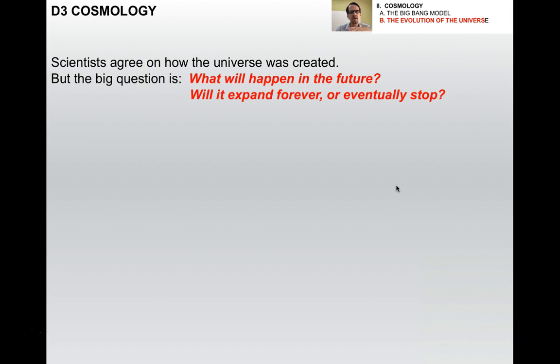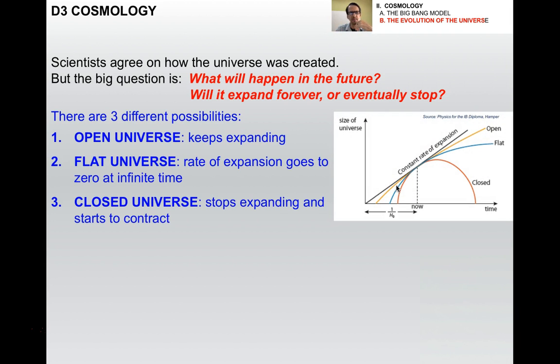All right, now scientists agree on how the universe was created. This Big Bang, this thing that happened 13 to 14 billion years ago. But the big question now is what will happen in the future? Will it expand forever or eventually stop? And there are basically three different possibilities. The first is that it's an open universe and it keeps expanding. Note the graph here, which is from your Hamper textbook, all right? The open universe keeps expanding, keeps going on forever.